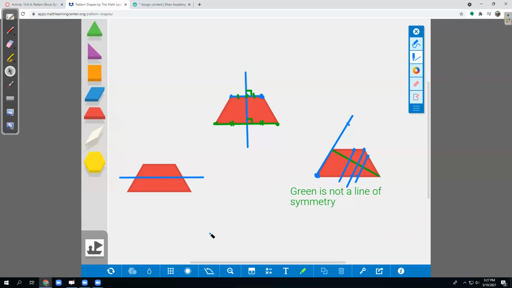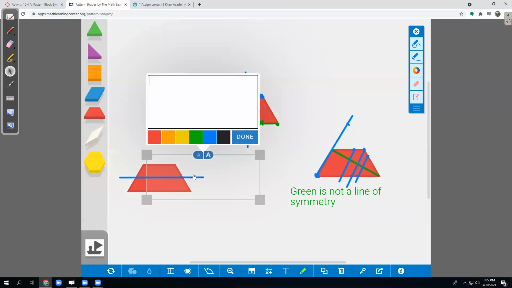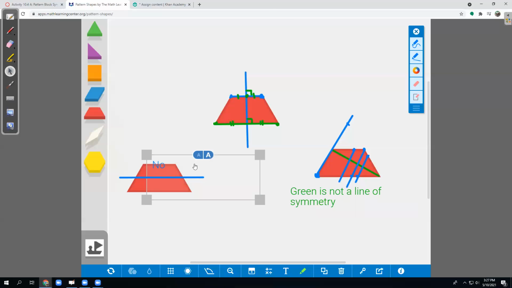Kind of right there. Is the top a mirror image of the bottom? The answer is no. And we could kind of see that here. There's no mirror image stuff going on here. This thing is not replicated down here. Right? That didn't happen. So no, that's not one either. So it looks like this one only has one line of symmetry.